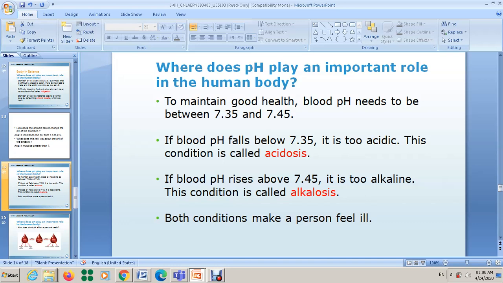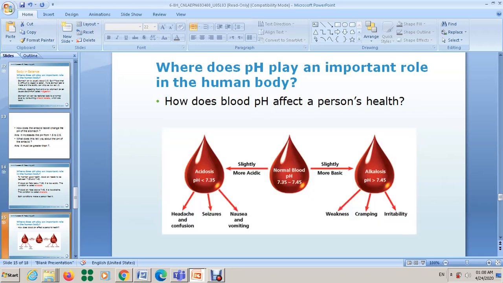What happens if acidosis or alkalosis occurs? How will these affect the person's health? For acidosis, the person can feel headache, confusion, seizures, nausea, and vomiting. But what if the person has alkalosis? He feels weakness, cramping, and irritability. So these two are not good.